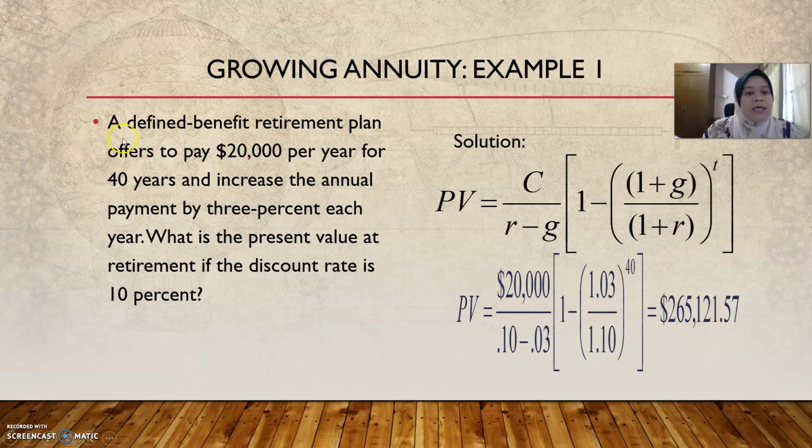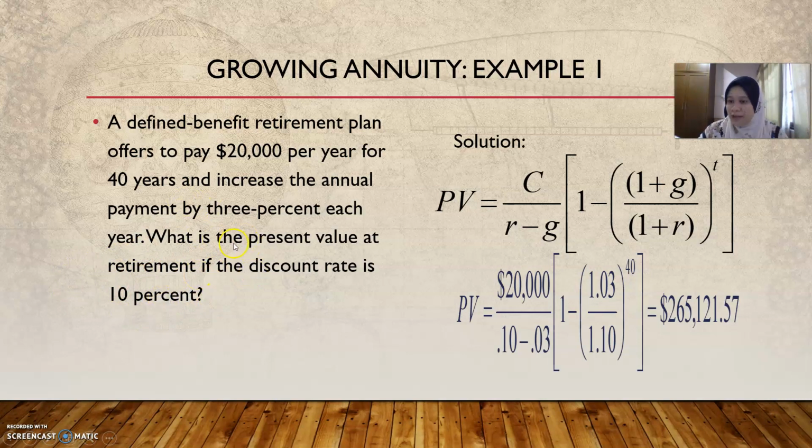Growing annuity. A defined benefit retirement plan offers to pay 20,000 per year. So this is the C, per year, for 40 years. So the time period is 40, and it increases the annual payment, which means there is a growth of 3%. So we know that the growth is 3%. What is the present value at retirement if the discount rate is 10%? So the R or the I is 10%.